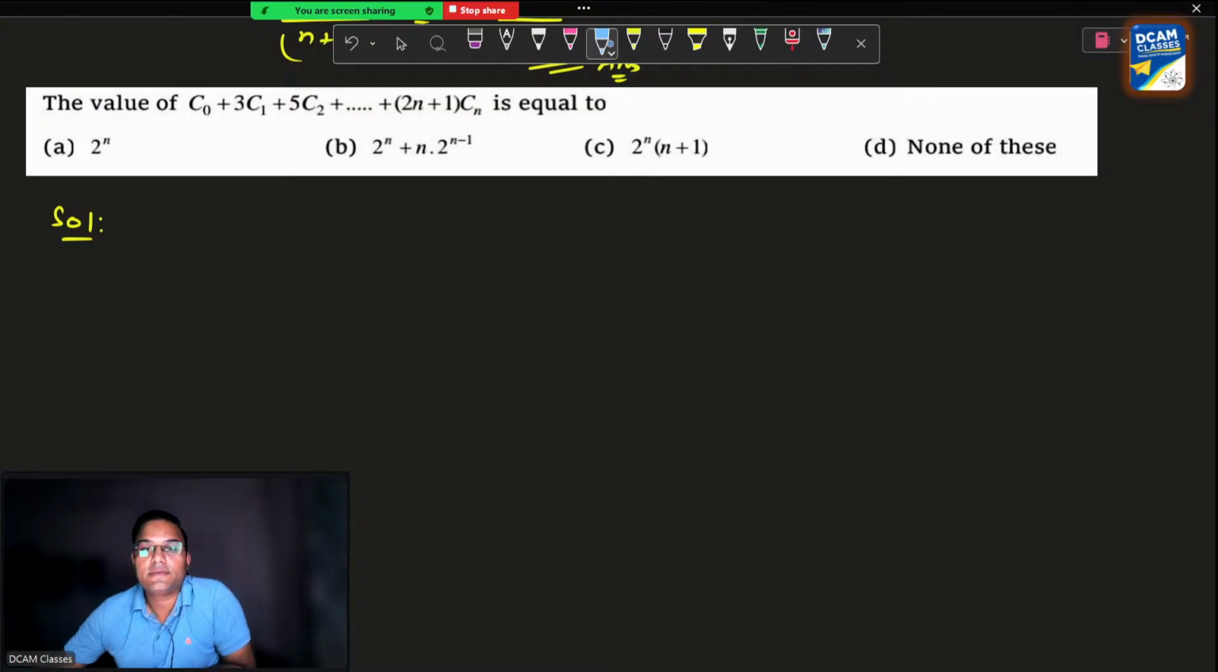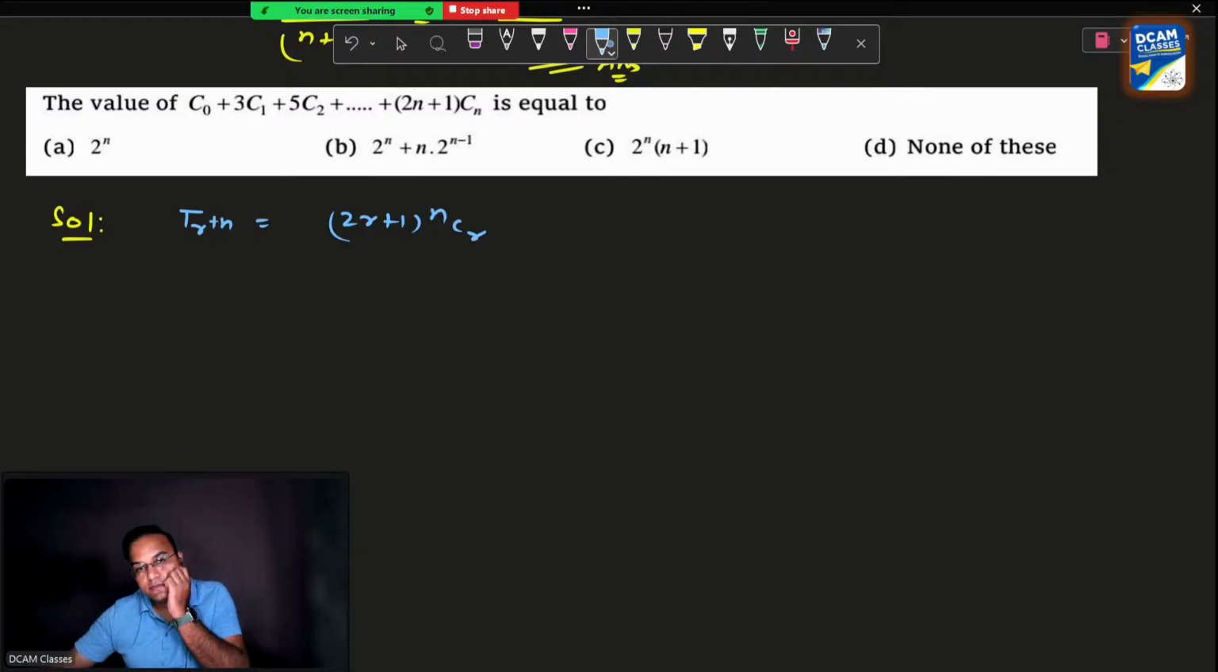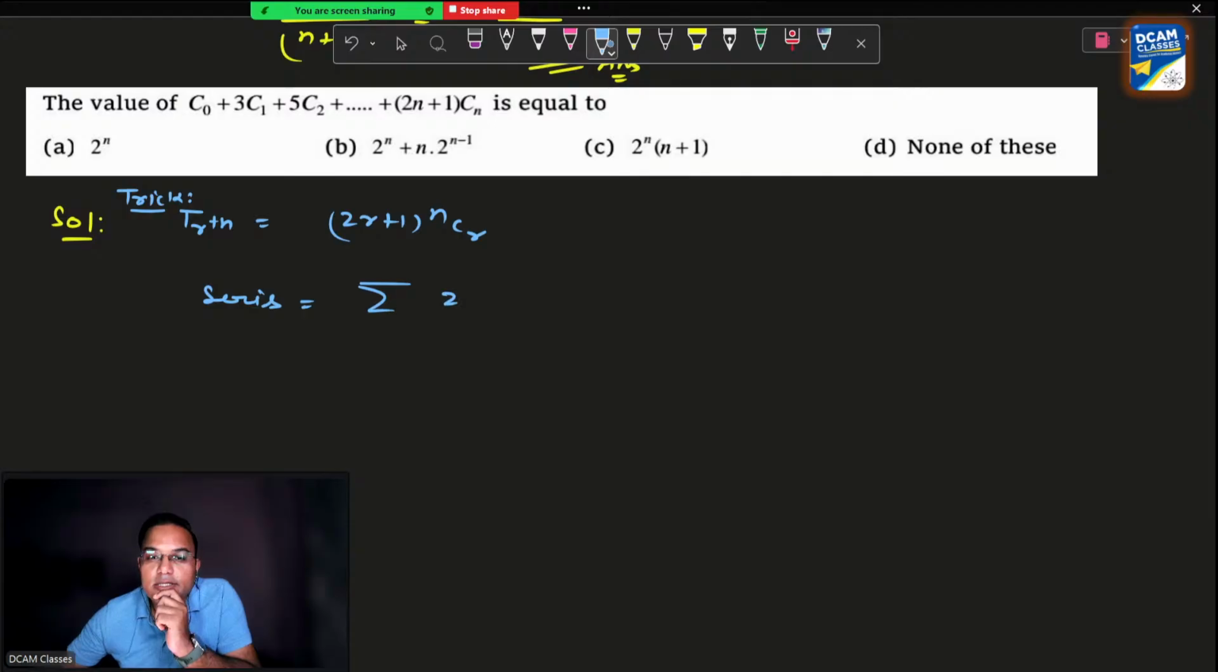In that case, what you should do, take the rth term. Rth term is 2^(r+1) nCr. Correct? Yes? So, this is a method, or you can say it's a trick to solve series questions. Actually, in this case, our series is the sum of 2^(r+1) nCr, where r is moving from 0 to n.